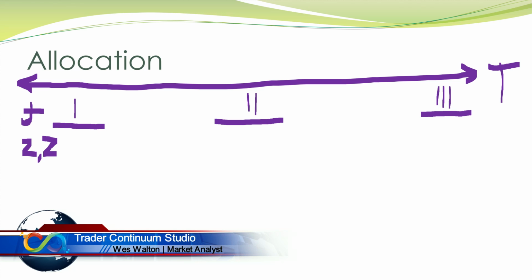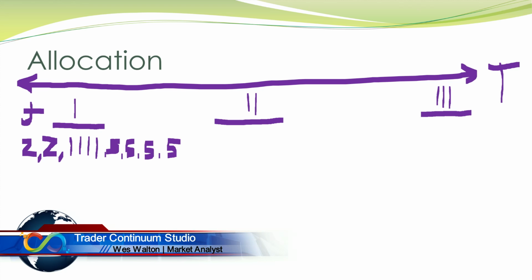So this is 2, 2, and we're going to go 1, 1, 1, 1, and then 0.5, 0.5, 0.5, and 0.5 for the final one. So the idea here is these are percentages. 20, 20, 10, 10, 10, 10, 5, 5, 5, 5. So multiply all these by 10.